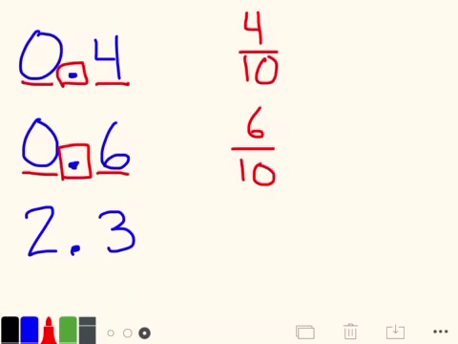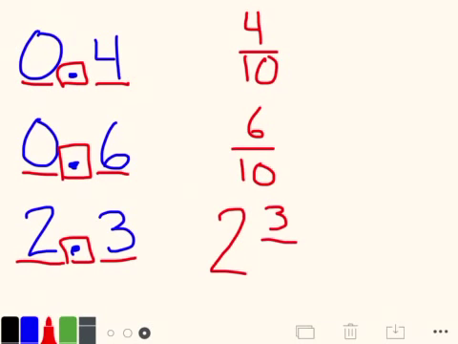And the last one over here, this one's a bit tricky, but not too hard. Maybe you picked up on the pattern. This one would be 2 and 3/10. Now, how would you write that one as a fraction? Well, we have a whole 2, and then we have 3/10 as a fraction. 2 and 3/10. These would all be equal or equivalent.